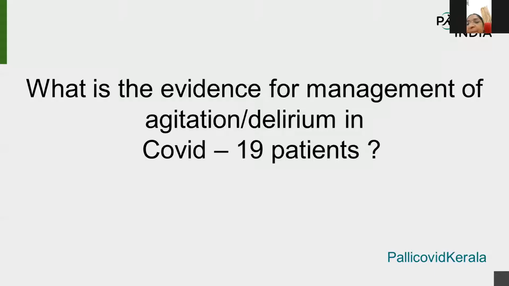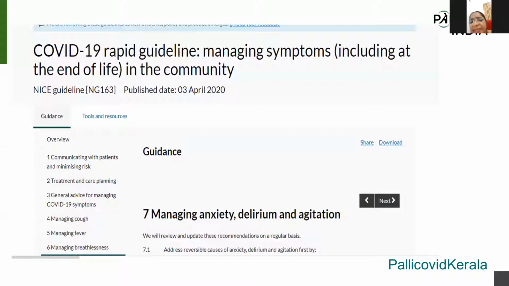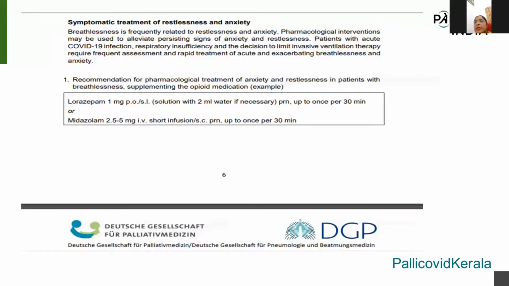Okay, next slide, please. So what is the evidence for management of agitation and delirium in COVID-19 patients? Again, we have the NICE guidelines. Next slide. Yeah, this is the German guidelines, in which they have come up with their own recommendations. And what they have said is, you need to look at other causes of restlessness and anxiety.